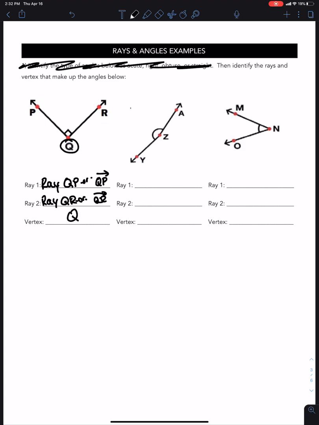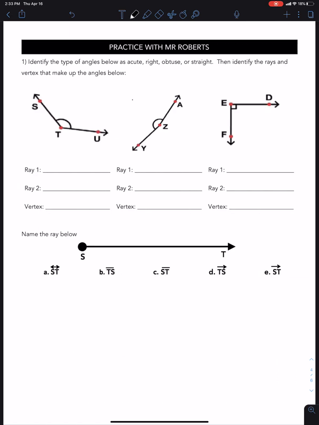All right, so looking at this next one. The first ray that you could make with this would be ray ZY. I'm just going to use the symbols from now on. Or ray ZA. And the vertex is Z. And then for this last one, you could have ray NO, or ray NM, and the vertex for this one is just N. All right, great. You're filling this out on your document, I'm sorry, on your Google form as I'm doing this.